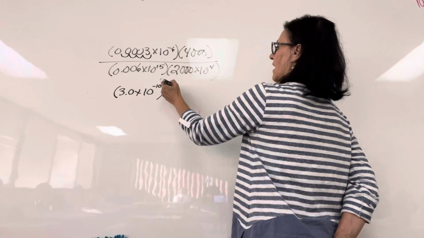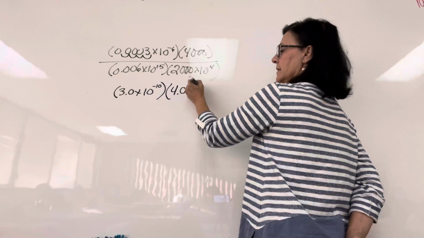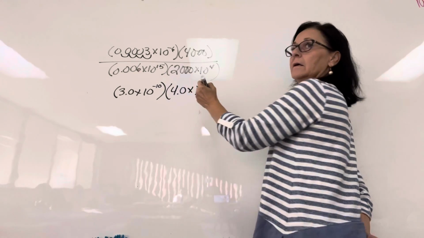All right. What is 4,000 going to be? 4.0 times 10 to the third.